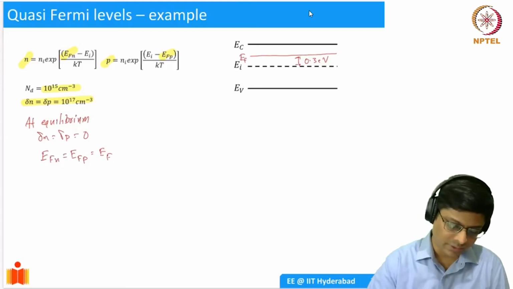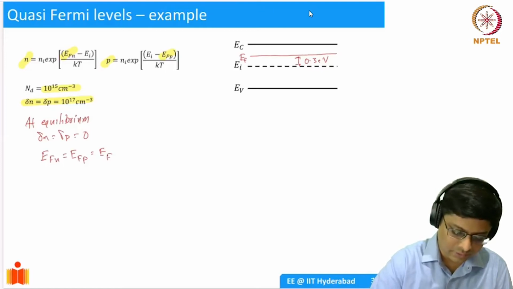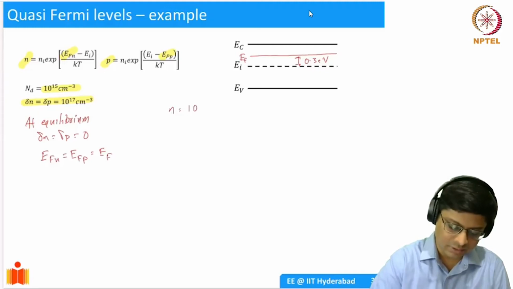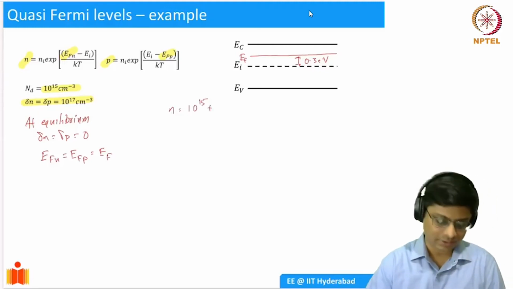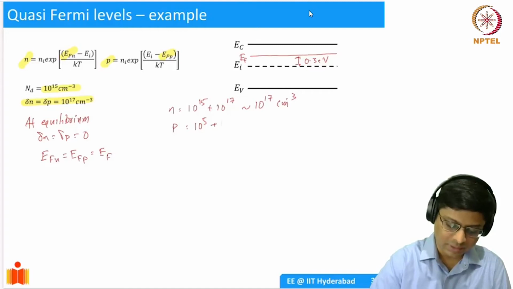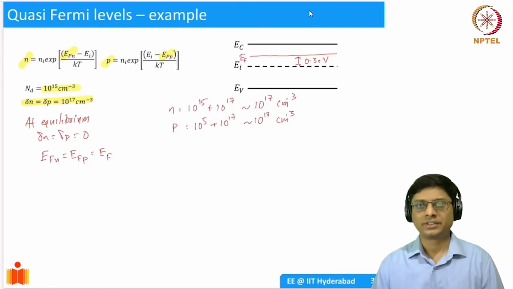But now, when we want to talk of the non-equilibrium situation, what is N? N is going to be N naught, which was 10 power 15, plus delta N, which is 10 power 17. So this will be approximately 10 power 17. Let's take it to be that. By the way, I'm always ignoring the units, but please make sure that units are right. 10 power 15 plus 10 power 17 is also going to be equal to 10 power 17. This is the carrier density.